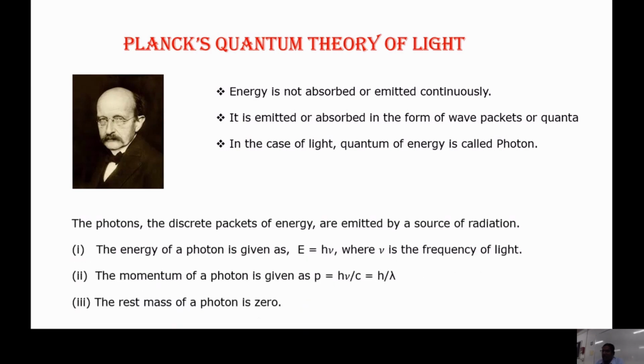The photons, which are the discrete packets of energy, are emitted by the source of radiation. The energy of a photon is E equal to h nu, where E is the energy, h is the Planck's constant, and nu is the frequency of incident light. The momentum of a photon is p equal to h nu by c, which is also equal to h by lambda, where lambda is the wavelength of the photon. The rest mass of a photon is 0.